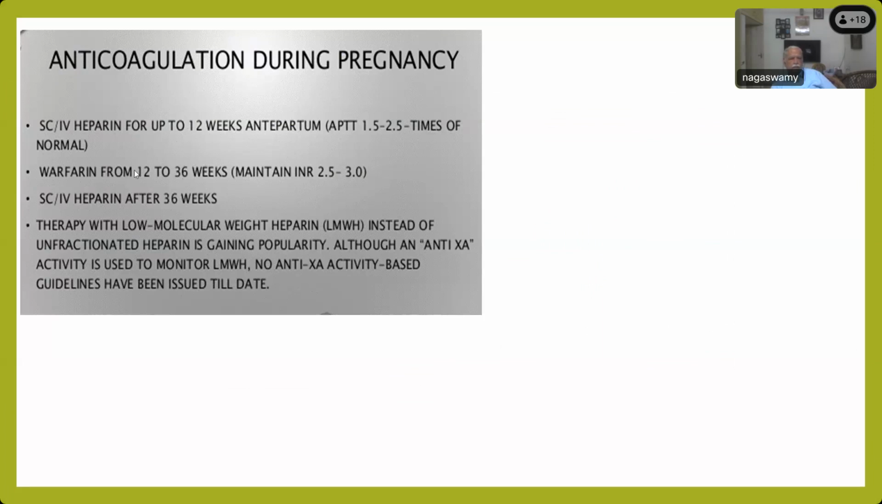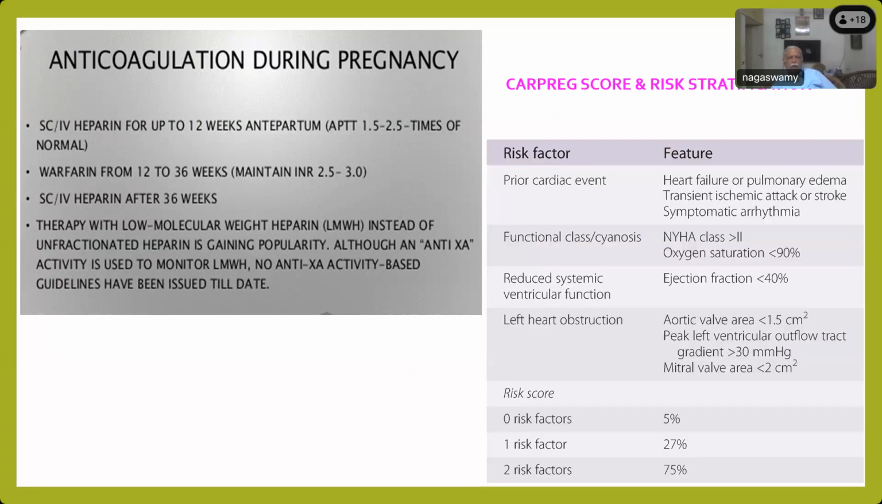From 12 to 36 weeks you go for warfarin, and after 36 weeks again you switch over to heparin. And this is the CARPREG score where you have to take into consideration four things: prior cardiac event, functional class, reduced systemic ventricular function, and left heart obstruction. These are the four things that are taken into account.